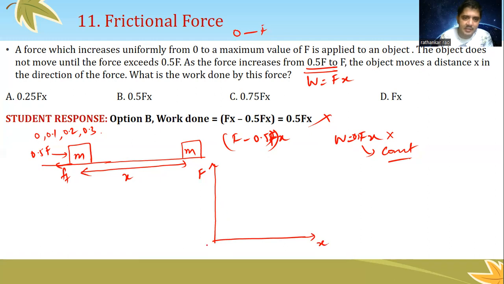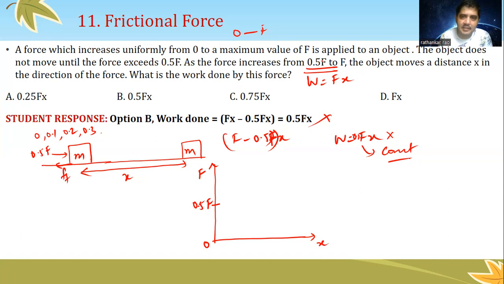Now what happens? At a force F equal to 0, is there a displacement? No displacement. The body does not move until the force exceeds 0.5 F, which means 0.1, 0.2, 0.3, 0.4, until 0.5 F. Until 0.5 F, there is no movement at all. The object is at rest only. Then the object moves a distance x in the direction of the force. What is the work done by this force?